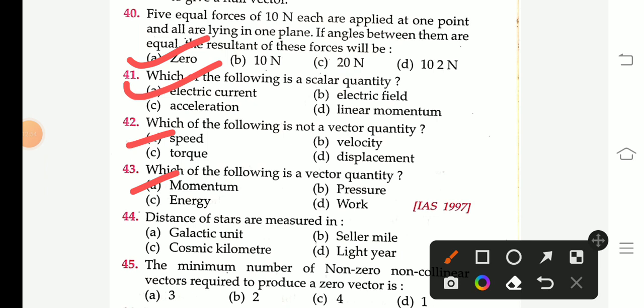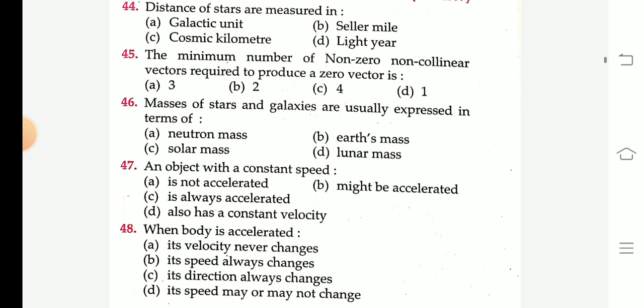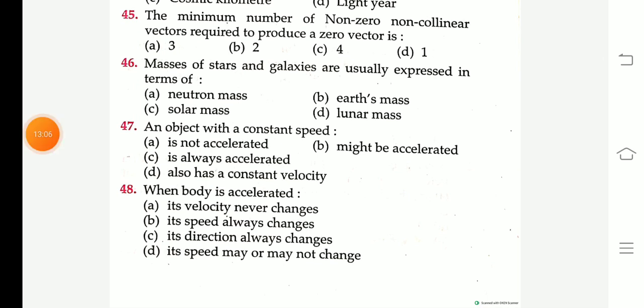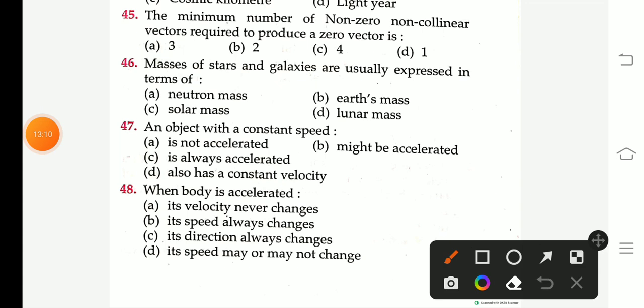Distance of stars are measured in light year. The minimum number of non-zero non-collinear vectors required to produce a zero vector is 3. Masses of stars and galaxies are usually expressed in terms of solar mass. An object with a constant speed might be accelerated. When a body is accelerated, its speed may not change.